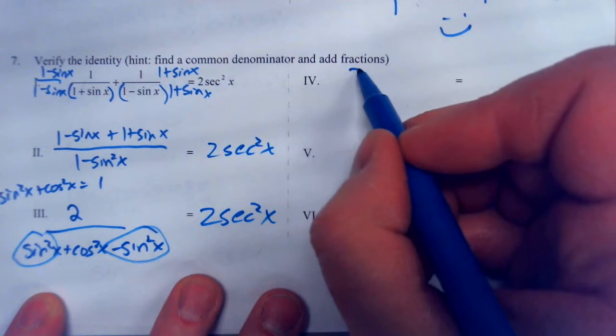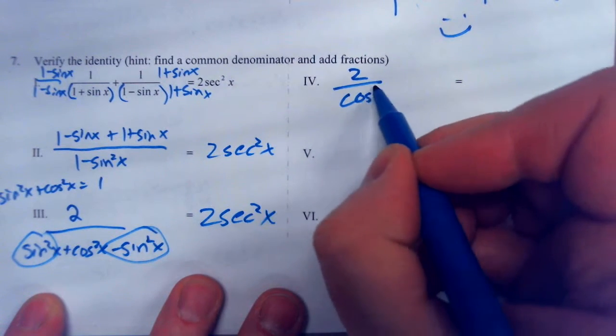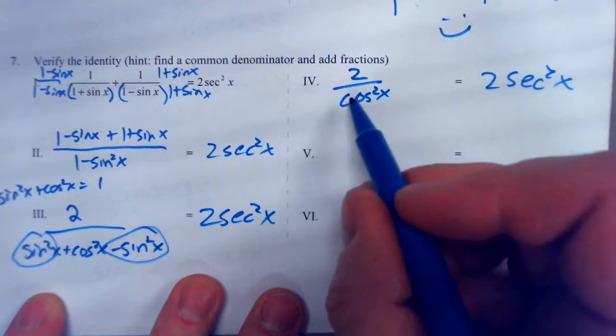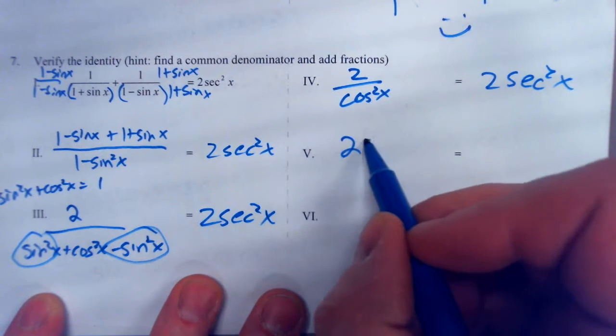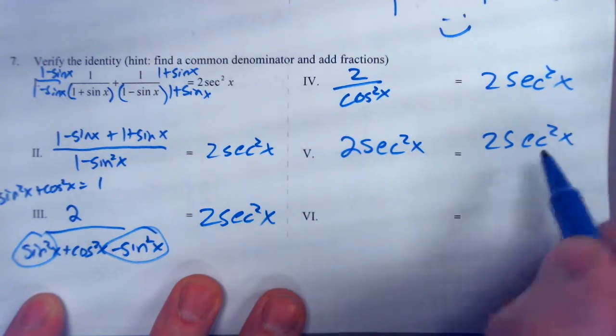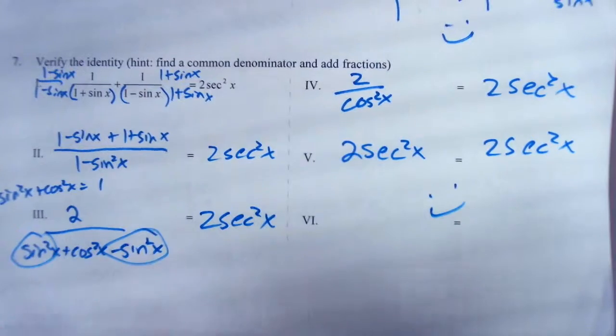And I'm left with, on top, the 2. On the bottom, I have the cosine squared x. And my last step is to move the cosine up, and it becomes the secant. And we're done. Enjoy!